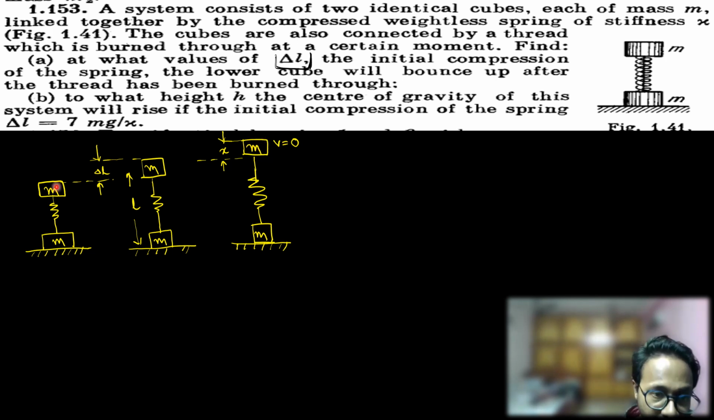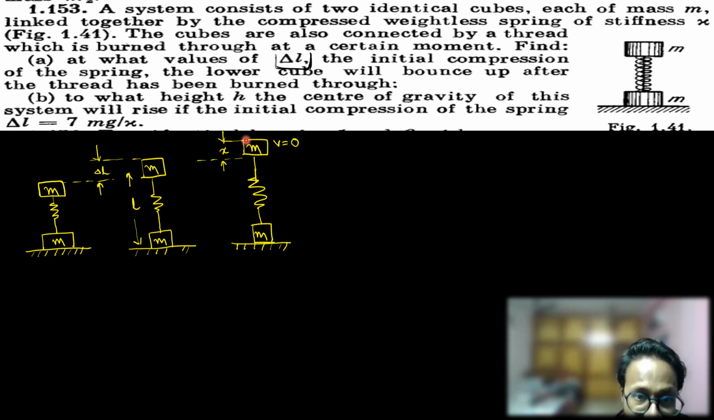Suppose mass M was compressed more, what would happen? The value of x would be much more, and M would jump much higher. M is going upward and the elongation is being stretched more, so the spring force is becoming more and more, and M is accelerating upward. So the question is, what should be the minimum value of delta L such that the block is just enough to lift up from the ground.